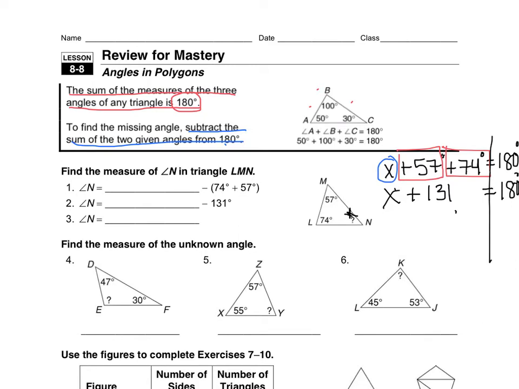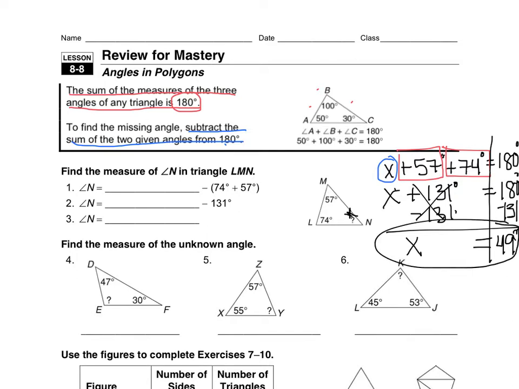All right, so I know that some angle, whatever it is, x, plus 131 degrees, will give me 180. Well, this is a one-step equation, so I'm going to subtract 131 from both sides. So x is equal to whatever 180 minus 131 is. And in that case, that would be 49 degrees.